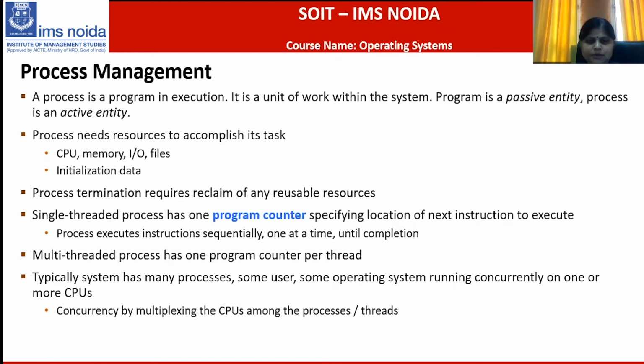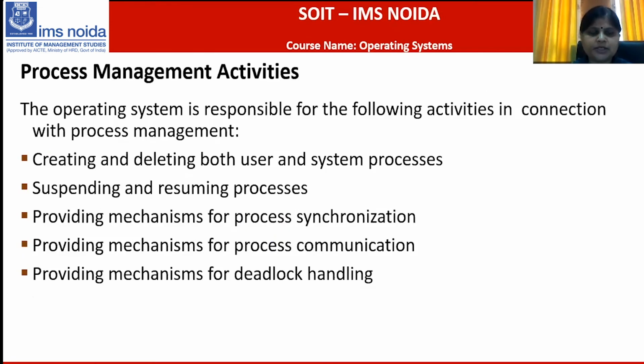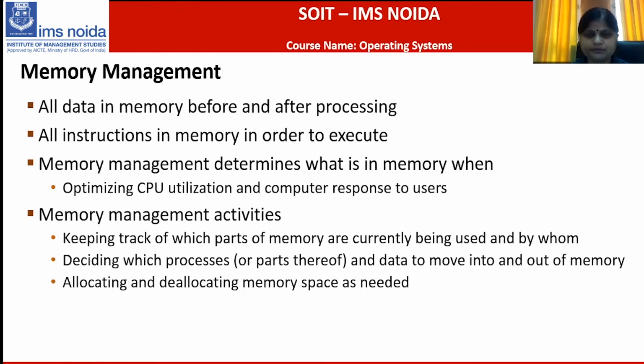Typically, a system has many processes, some operating system and some user, running concurrently on one or more CPUs. Concurrency is achieved by multiplexing the CPUs among the processes and threads. Process management activities: the operating system is responsible for creating and deleting both user and system processes, suspending and resuming processes, providing mechanisms for process synchronization, process communication, and deadlock handling.